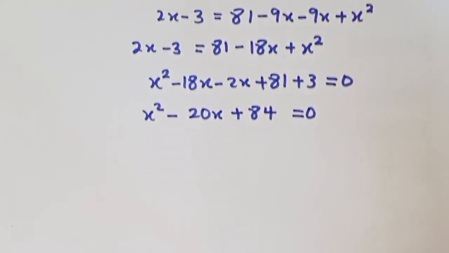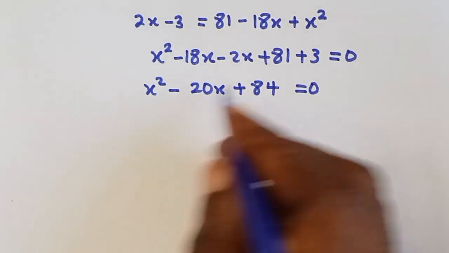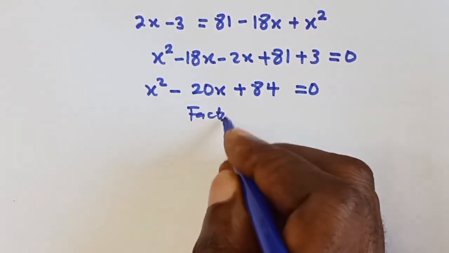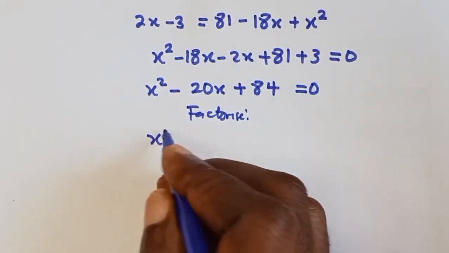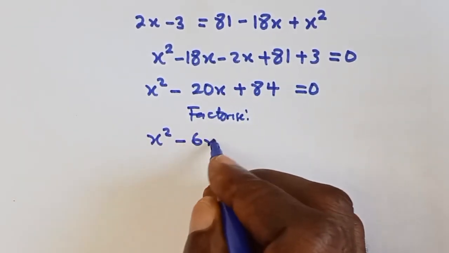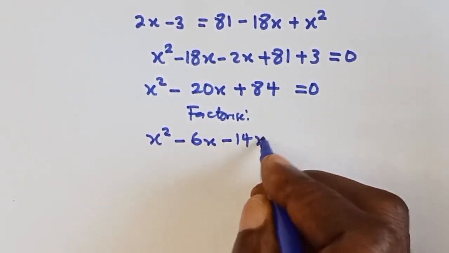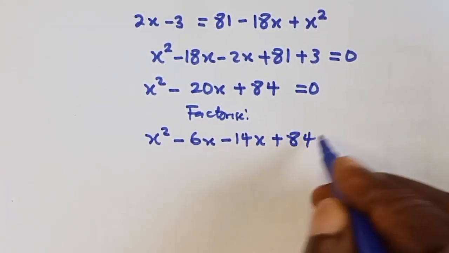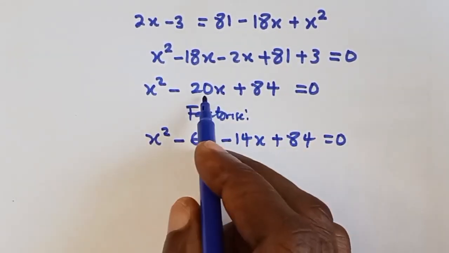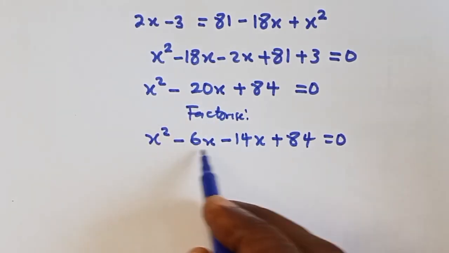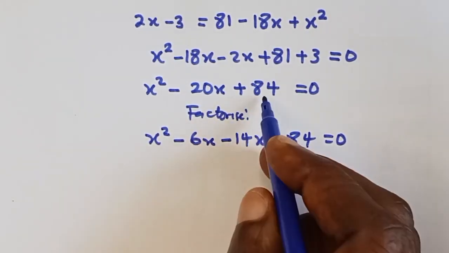Right, so let's factorize this. When we factorize this, we have x squared minus 6x minus 14x plus 84 equals 0, because minus 6 minus 14 gives minus 20, and minus 6 times minus 14 gives plus 84.